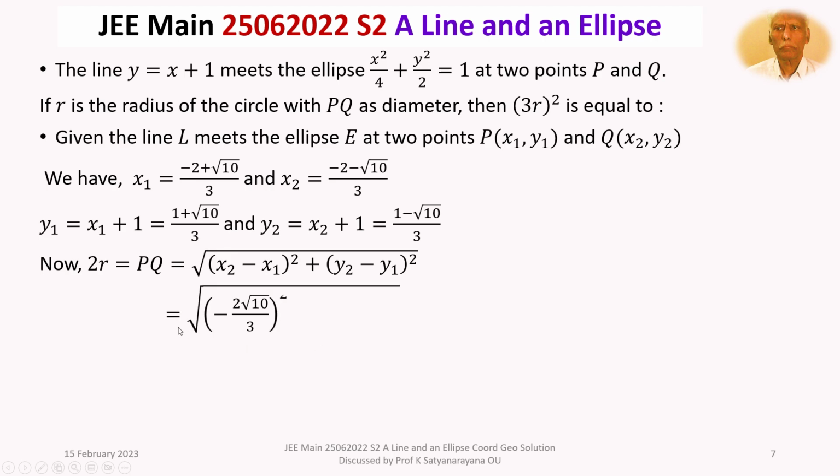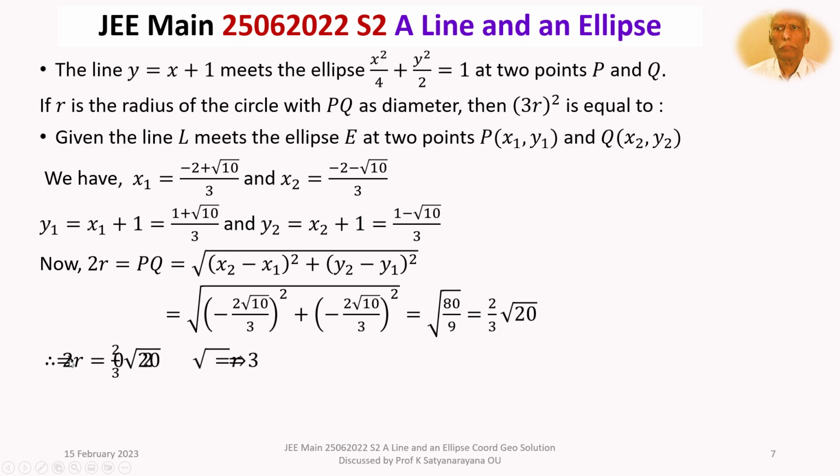So we compute now. Under the square root of x2 minus x1. The minus 2 cancels and you will get minus 2 under the square root of 10 by 3, whole square. Similarly, y2 minus y1 is minus 2 under the square root of 10 by 3, whole square. When you square it, each is 40 by 9. 40 by 9 plus 40 by 9 is 80 by 9, under the square root. This is written as 2 by 3 under the square root of 20, and this is 2R. So 2R is equal to 2 by 3 under the square root of 20. 2 cancels. Cross multiply. You will get 3R is equal to under the square root of 20, and we want 3R whole square. So square it. 3R whole square is equal to 20. That's what is wanted in the question, and we got it.